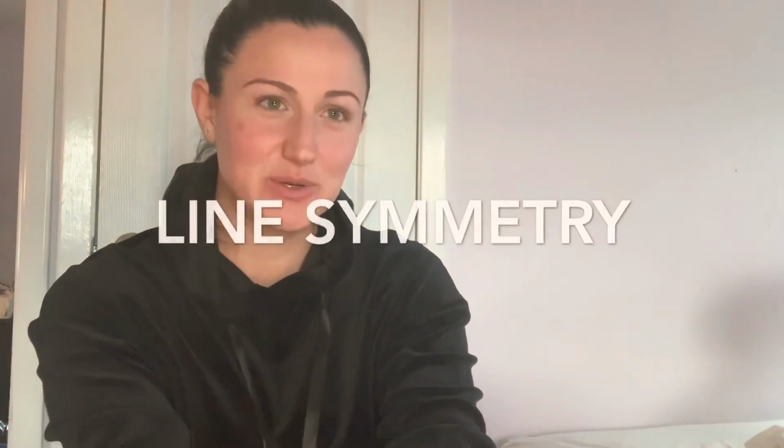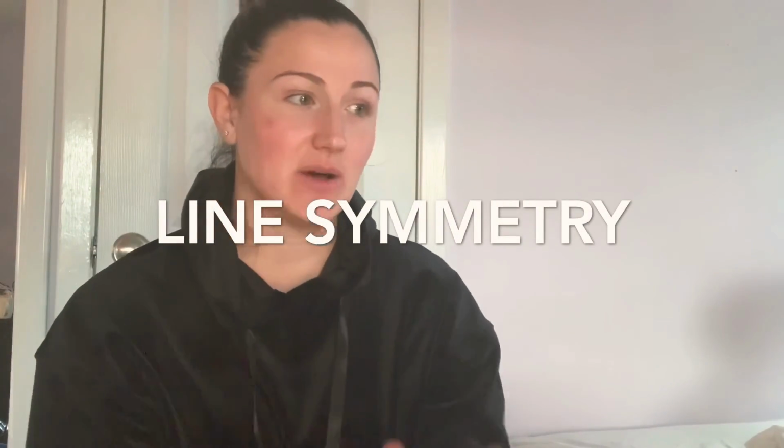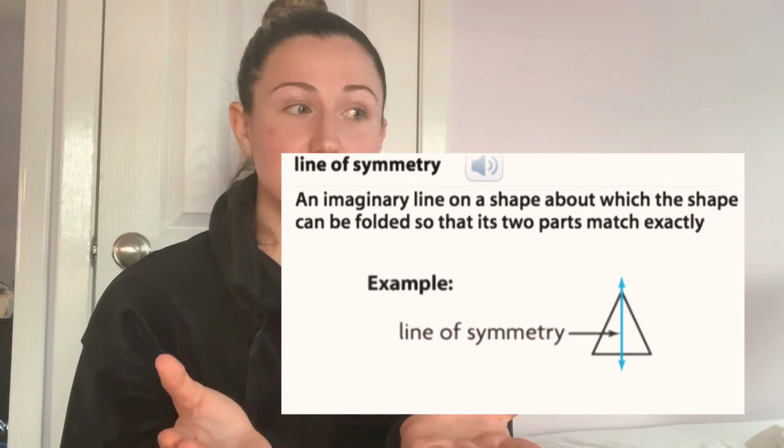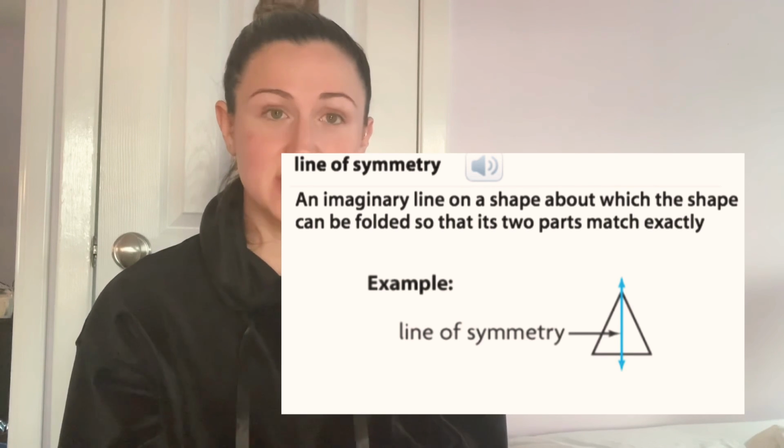Hi everybody, so today we're going to be talking about line symmetry, and we're going to be taking a look at some figures where we are going to be determining how many lines of symmetry they have and if they are symmetrical. So first I want to go over what that means exactly. What is line symmetry? Line symmetry really is an imaginary line on a shape on which the shape can be folded so that its two parts match exactly.